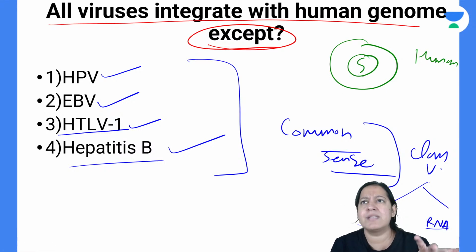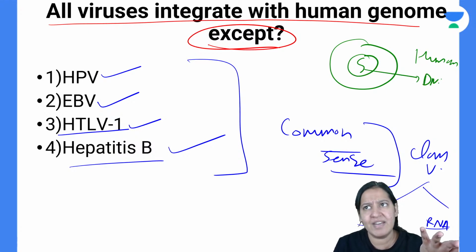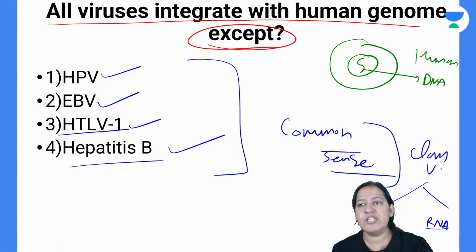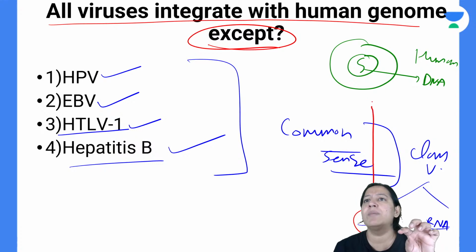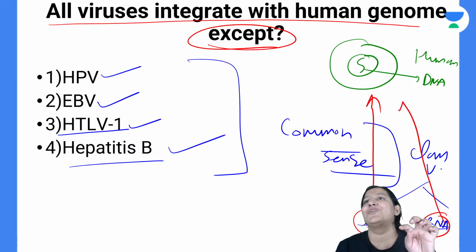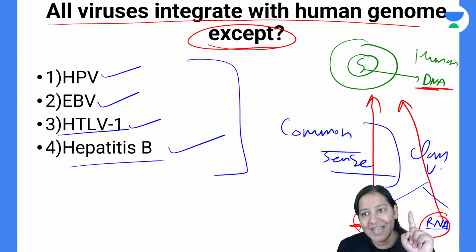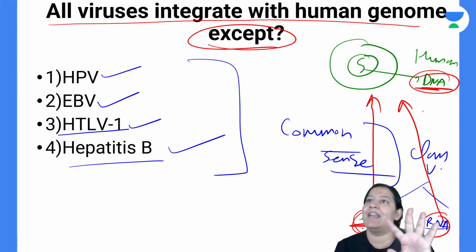Common sense. We all have DNA. We don't have RNA inside the nucleus. We have DNA as genetic material inside the nucleus, right? Now you tell me, which virus will integrate with the human cell, DNA or RNA? Of course it is DNA. DNA will integrate with DNA. So a DNA virus will integrate directly with the DNA of the human.